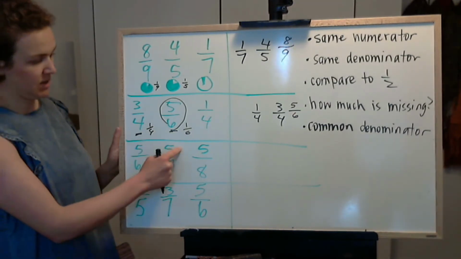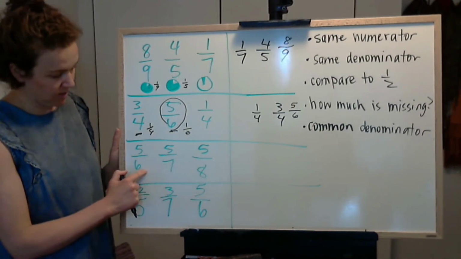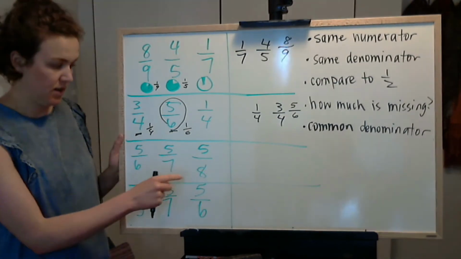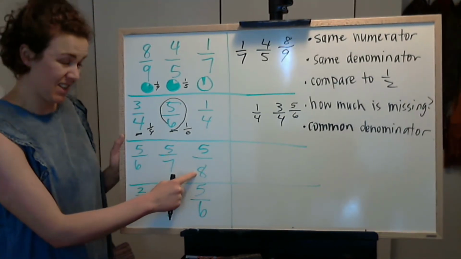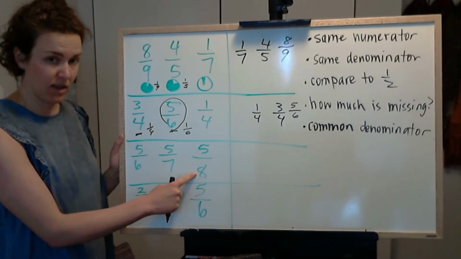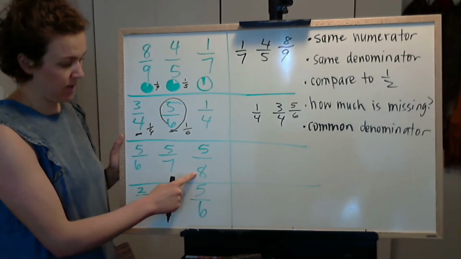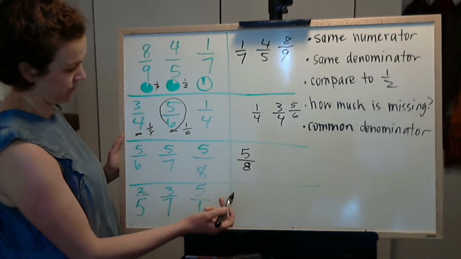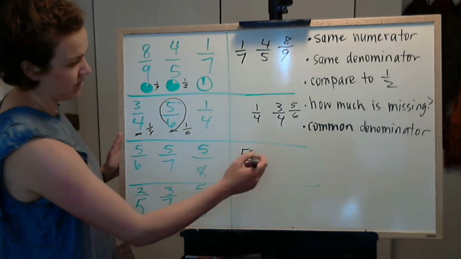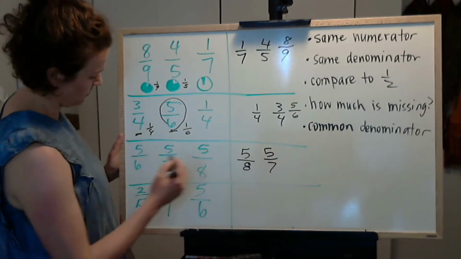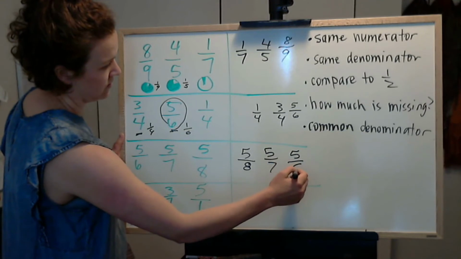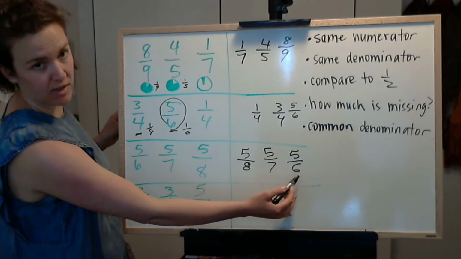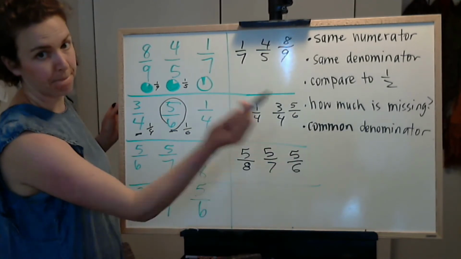Here we have 5 pieces of each one, but the pieces are all different sizes. So this pizza is cut into 6 pieces, this one's cut into 7, and this one's cut into 8. So this has the smallest size of pieces. So that means if you have 5 of those, that's the smallest fraction. And then 5/7, and then 5/6. Because if a pizza is cut into 6 pieces, they're bigger pieces and you still get 5 of them.